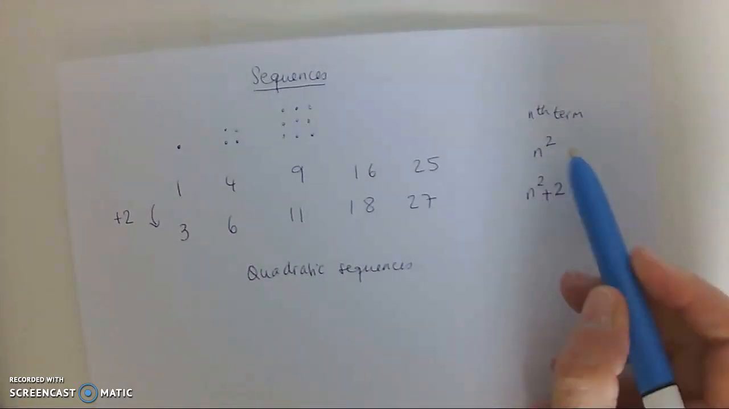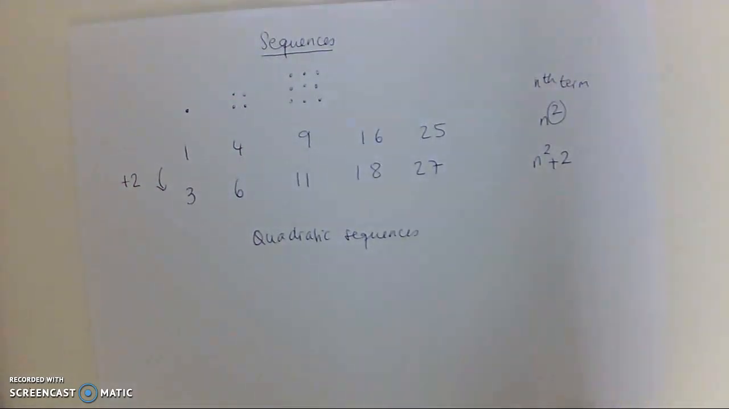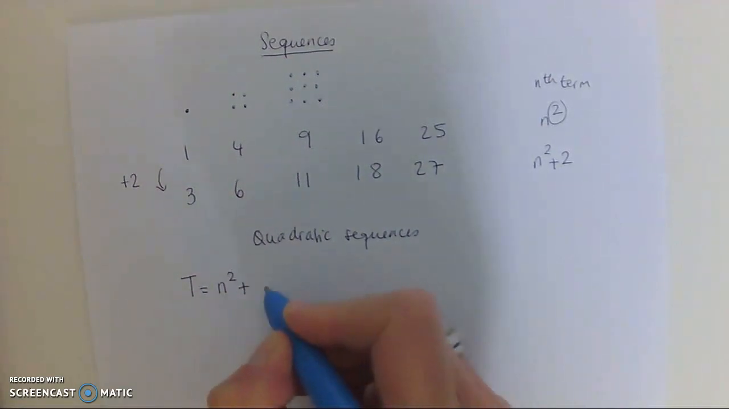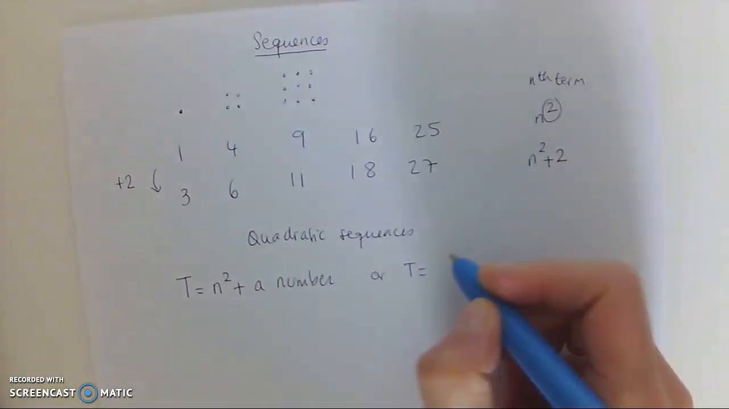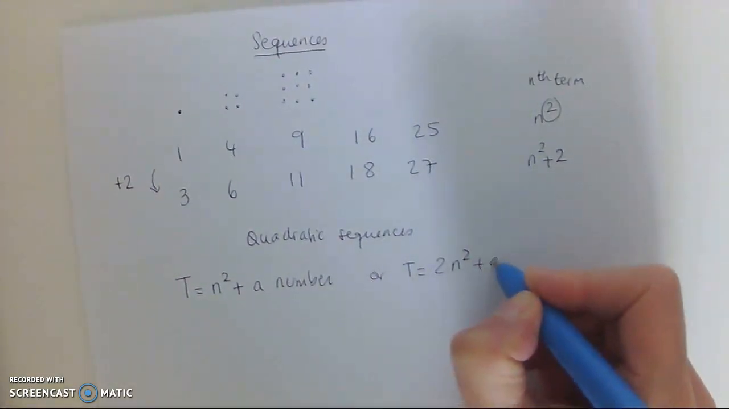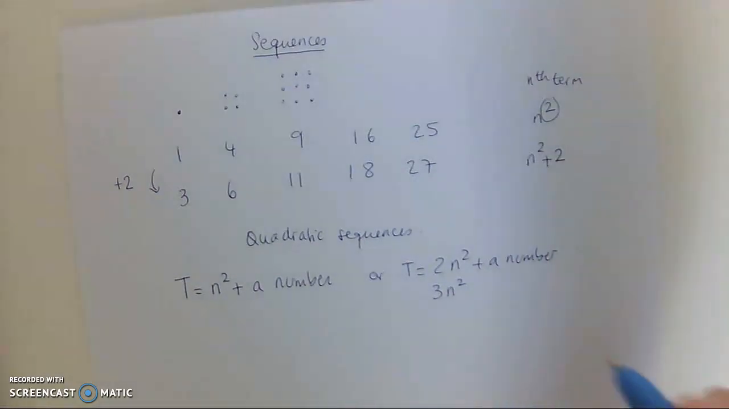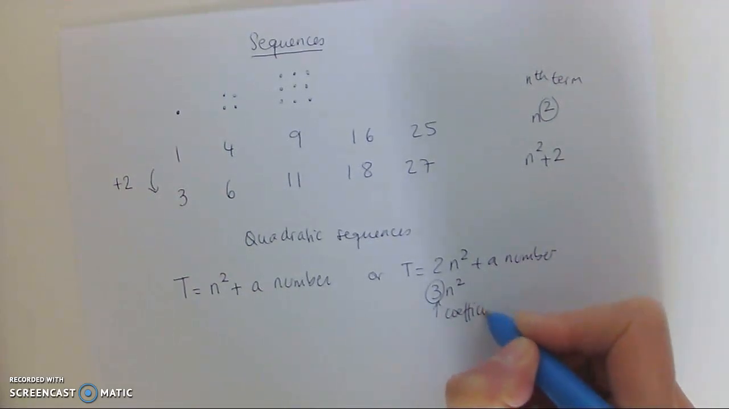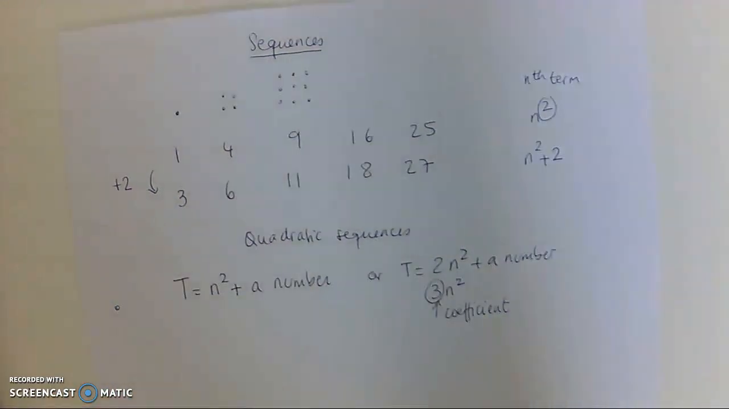So quadratic sequences use the square of the n instead of just the n itself. Now they can be in different forms. The simplest form is t equals n squared plus a number, or t equals 2n squared plus a number, or 3n squared, etc. So we're going to have a coefficient in front of the n squared. That is the simplest form.